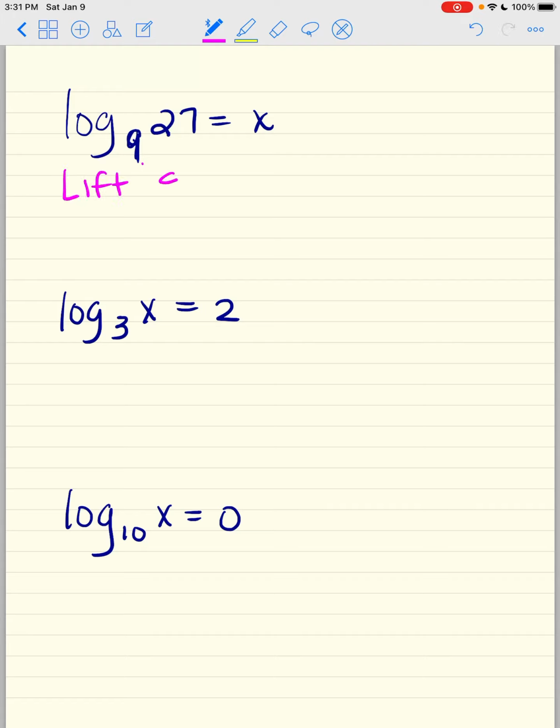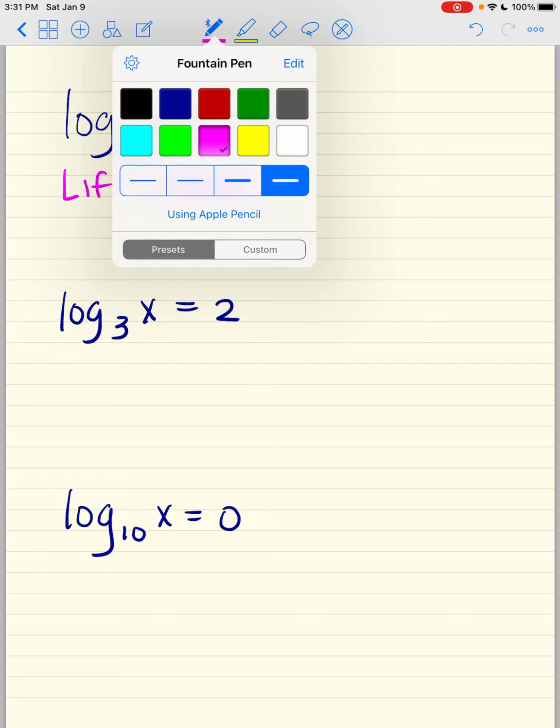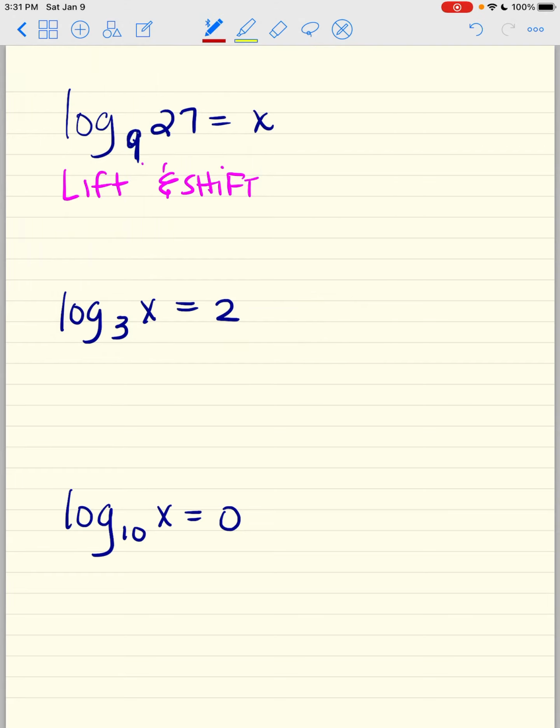Lift and shift, okay? I'm the only one who does this. Some other teachers call it Logarithms. B is for base, E is for exponent, N is for number. I do lift and shift. I lift what's on the floor, in other words, the base. I lift the 9, and then I shift these 2 around.